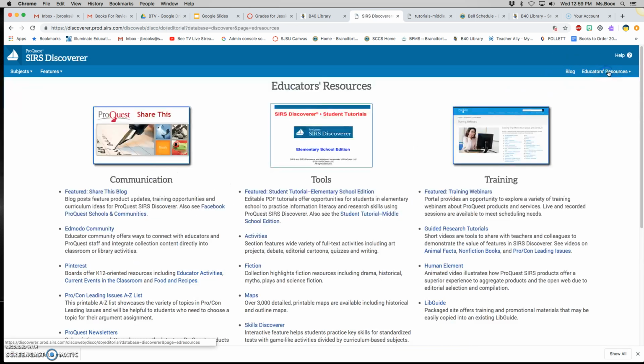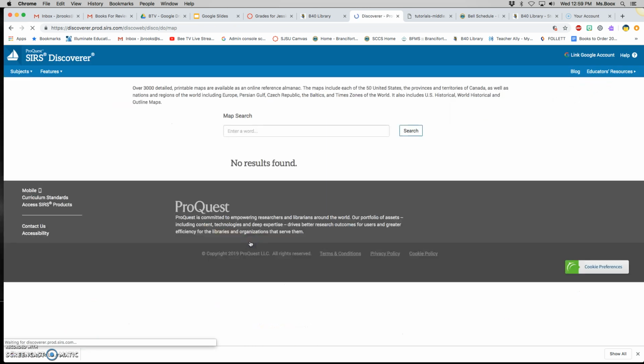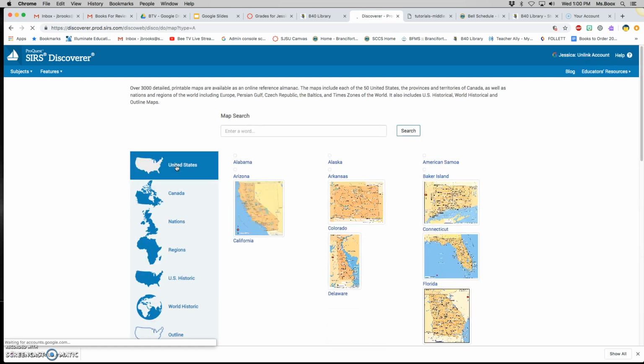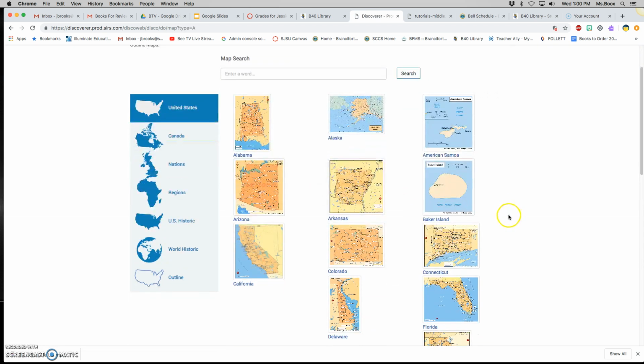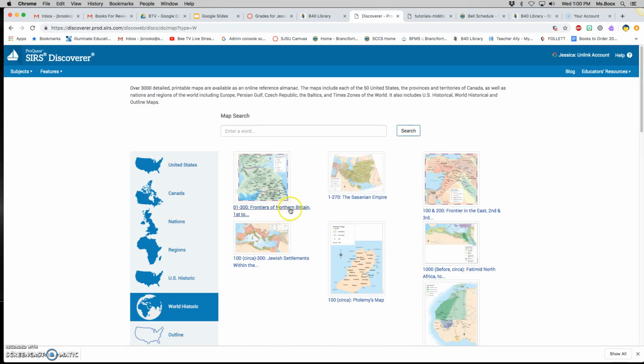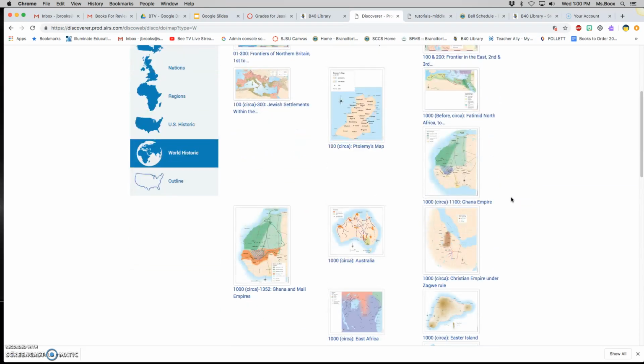In the educators' resources as well, the maps. The maps section gives you some more visual literacy and reading for information opportunities. There's outline maps that you can print. There are some pretty great world history and historic maps available.